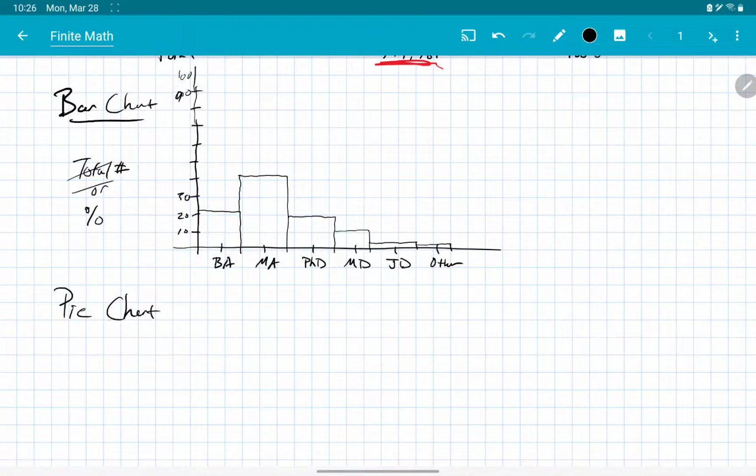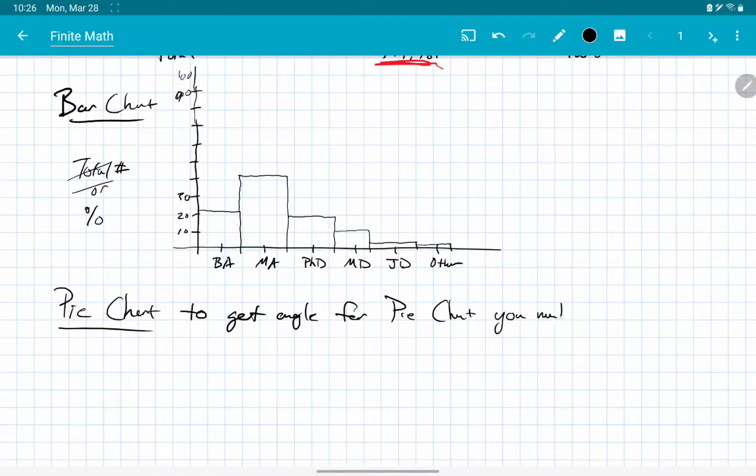I mean, first off, there's all these puns you can make. Whatever, pie charts, right? We know what a pie chart is. Question is, how do you draw a pie chart? The correct answer is, of course, you find a computer program that will draw it for you. But if you had to do it by hand, what you would do is to get the angle for the pie chart, you multiply the percentages by 360 degrees.